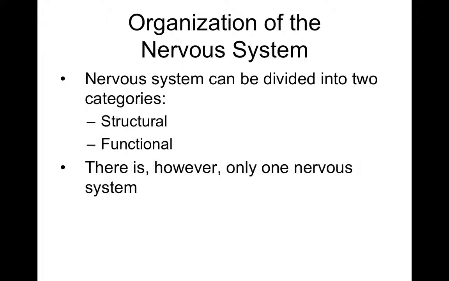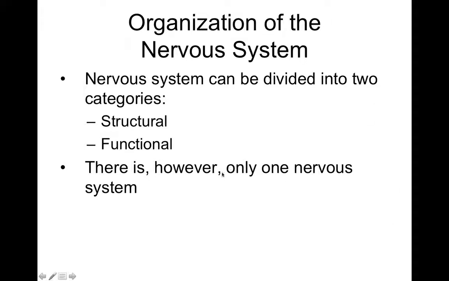Functionally, we can divide the nervous system into two divisions. We've got afferent and efferent. Afferent is sensory, means it brings information towards your nervous system. So it's sensations bringing information towards your nervous system. And then efferent is information away from your nervous system, and that's motor. So efferent is motor output towards smooth muscle, cardiac muscle, skeletal muscle.